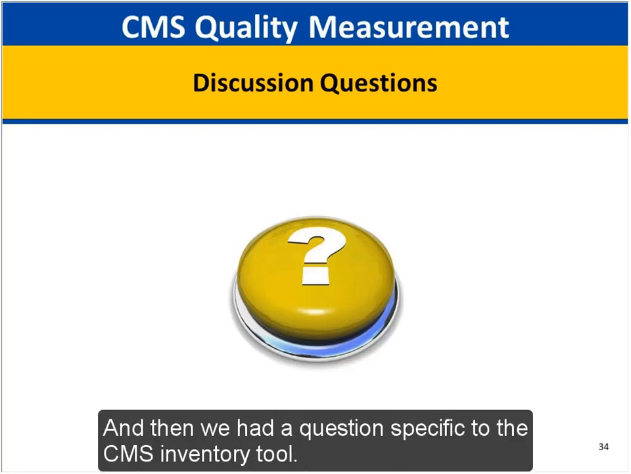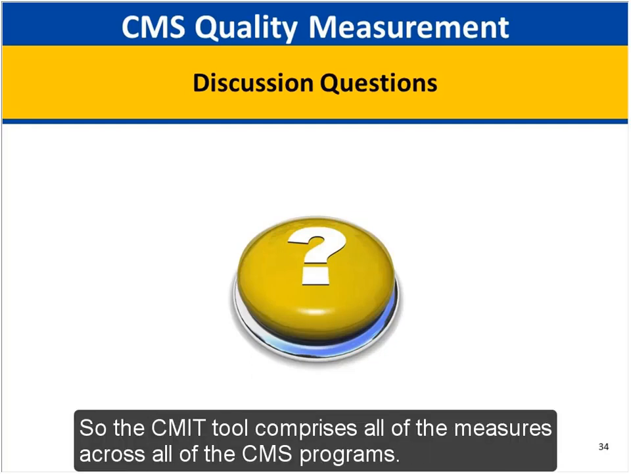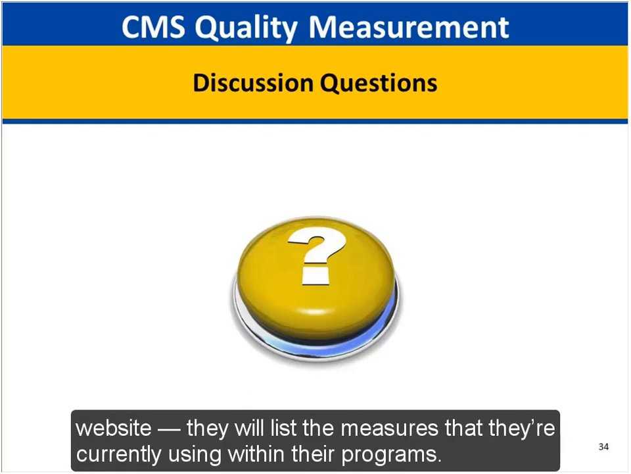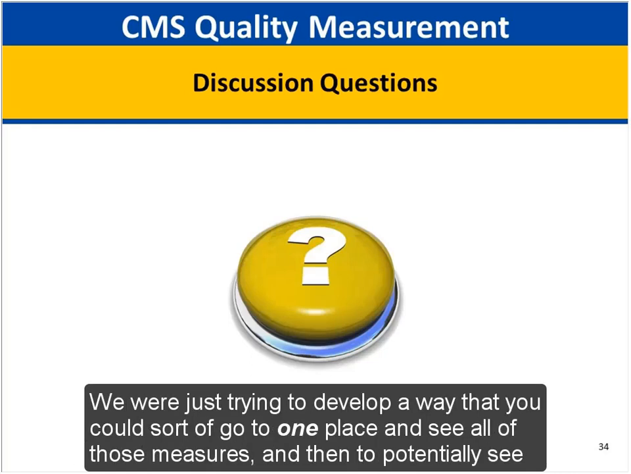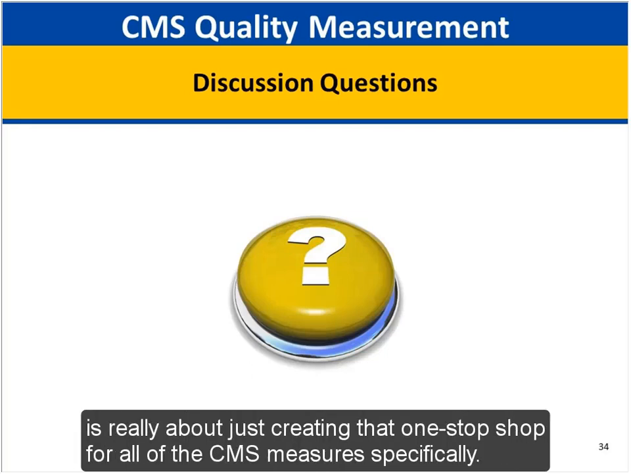Okay, thank you, Nicole. We had a question specific to the CMS inventory tool, about how that inventory tool might be different from the eCQM library website. Great question. The CMS tool comprises all the measures across all of the CMS programs. What you'll see on some of the specific websites, the eCQM library or the MIPS website, is that they list the measures they're currently using within their programs. We were just trying to develop a way that you could go to one place and see all of those measures, and then potentially see which eCQM measure is being used across numerous programs, or if a MIPS measure is being used by other programs as well. So it's really about creating that one-stop shop for all of the CMS measures specifically.